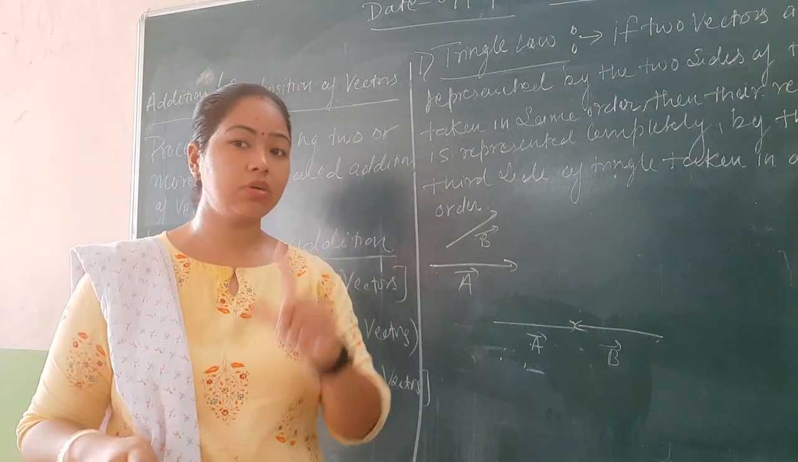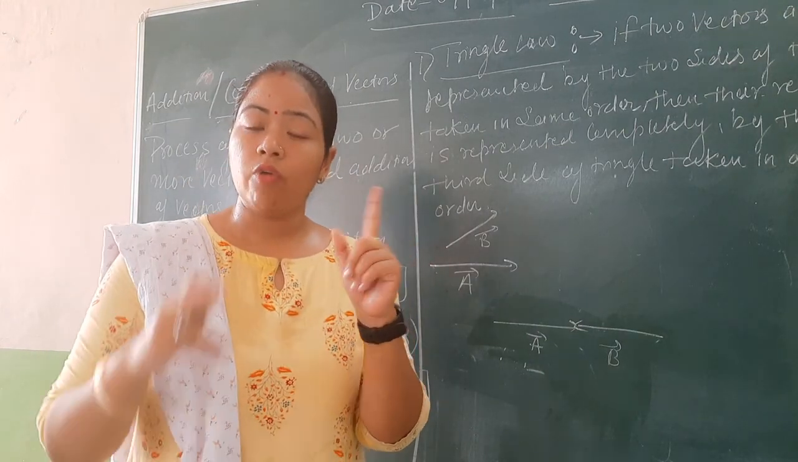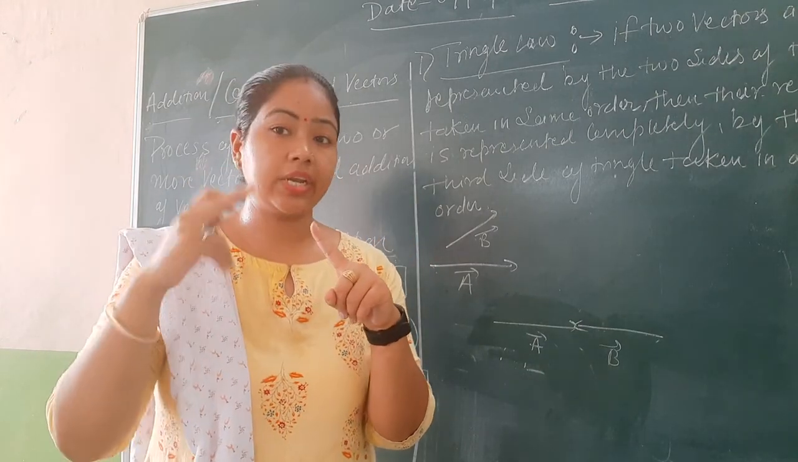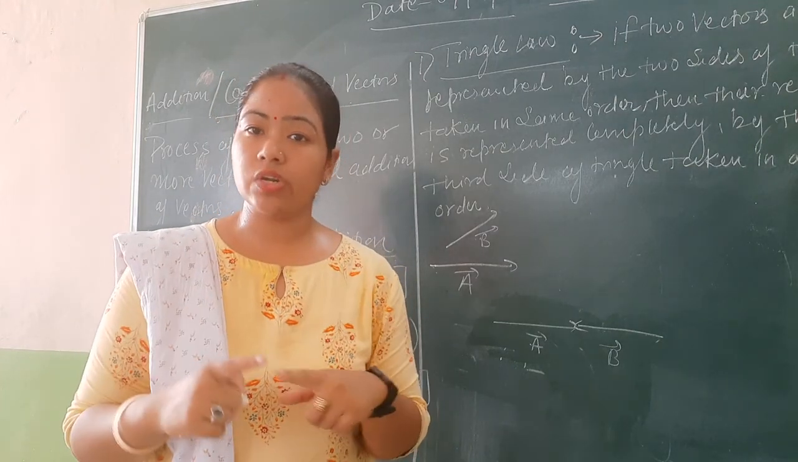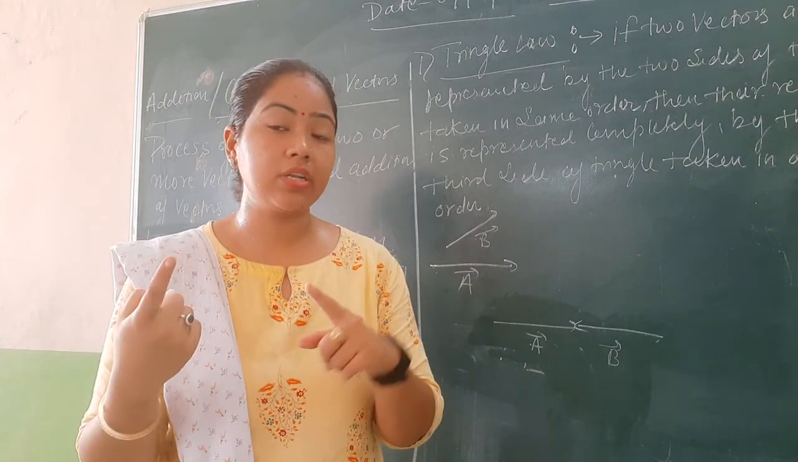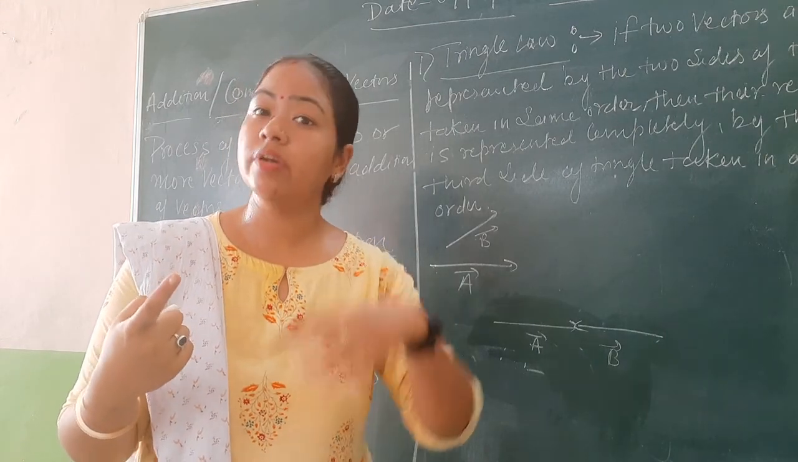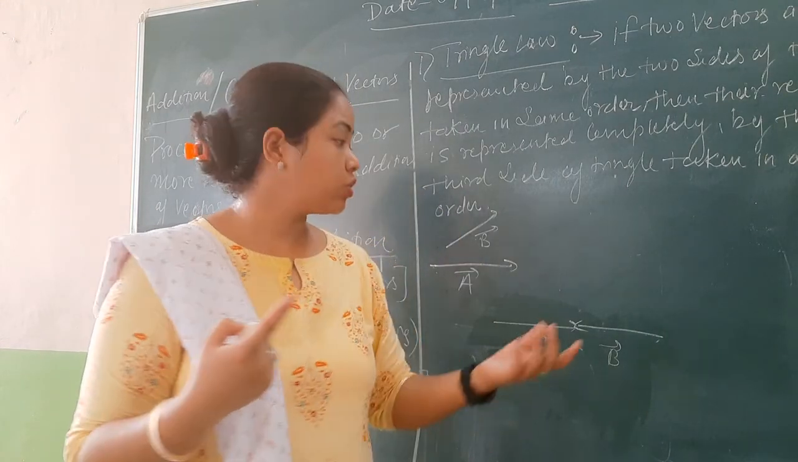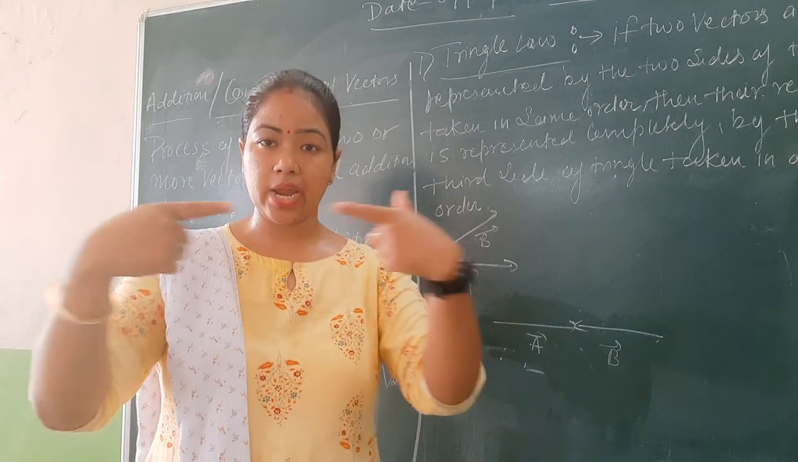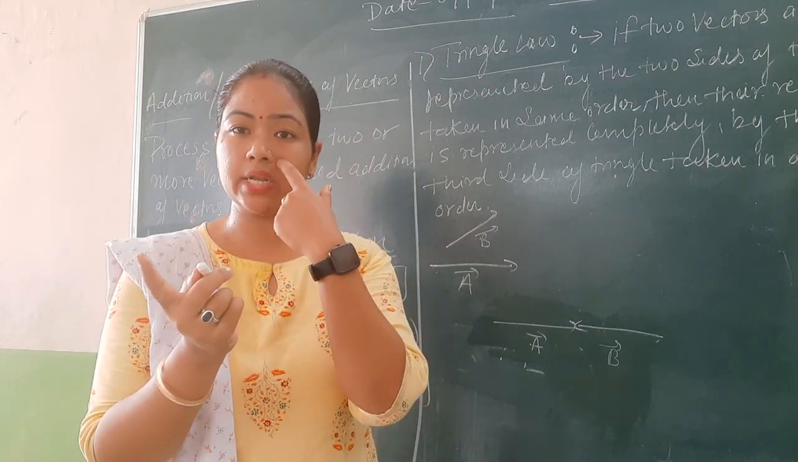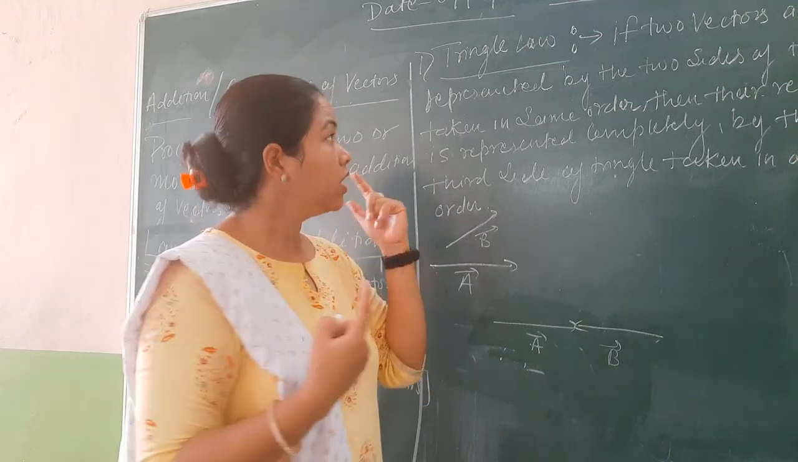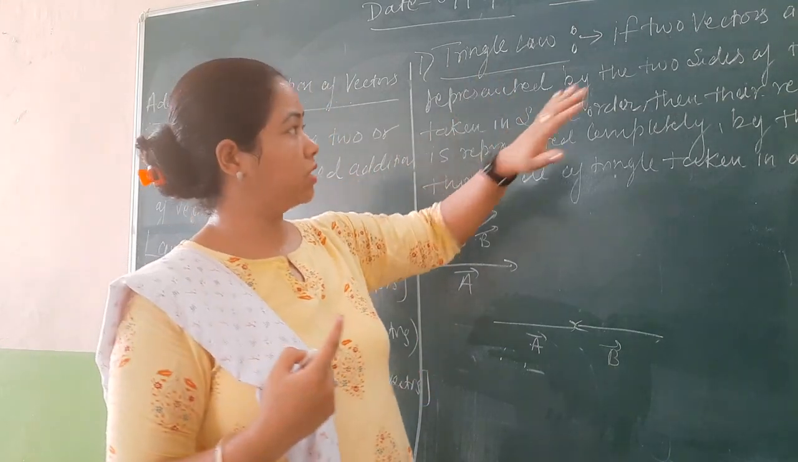So always remember for vectors, what is the same order? When the head of one vector is connected with the tail of another vector, right? And what is the opposite order? When the head of one vector is connected with the head of the next vector. When heads are connected, it is the opposite order. When head to tail is connected, that is the same order, right? So now we will move to the statement again.